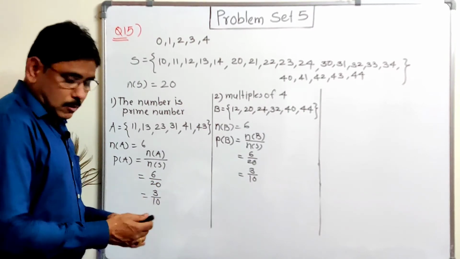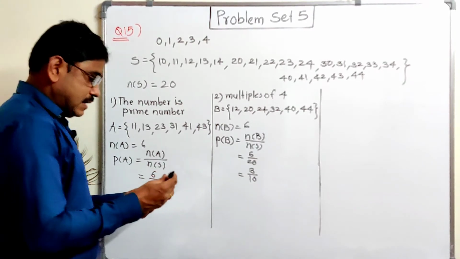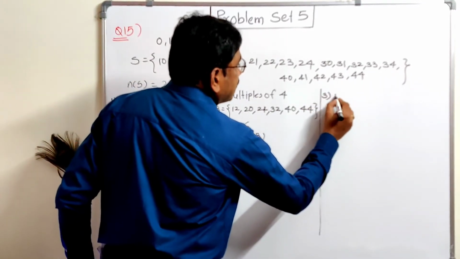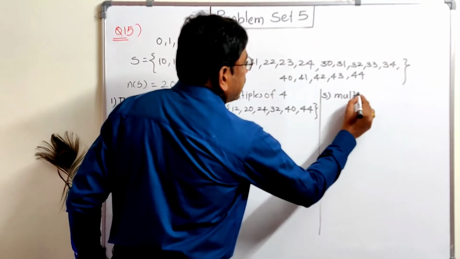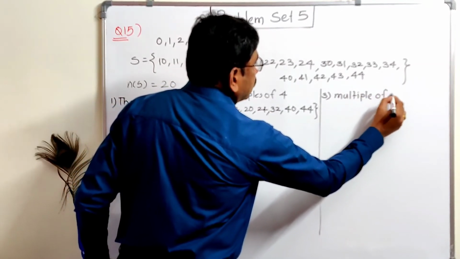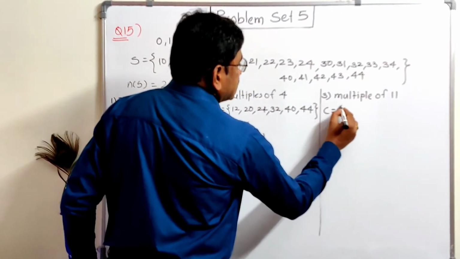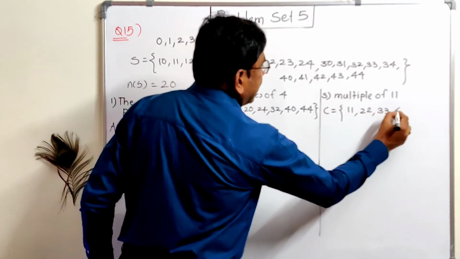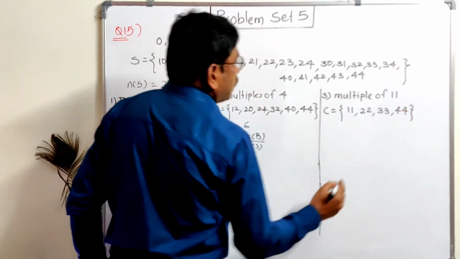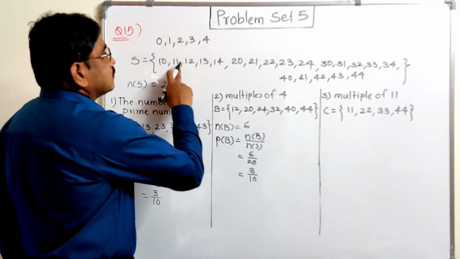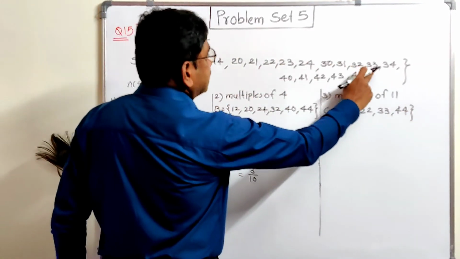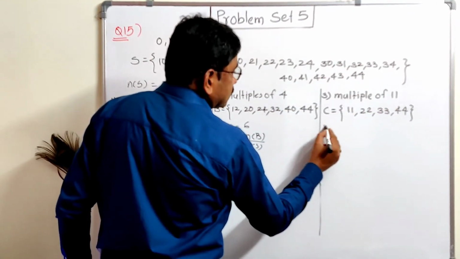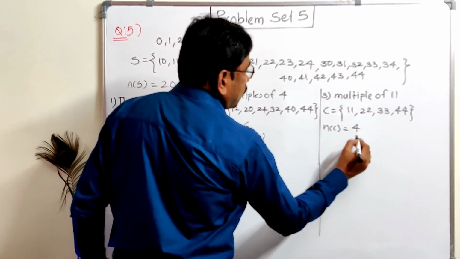Now last probability, that is multiple of 11. The number is multiple of 11. Third one, the number should be multiple of 11. वो 11 के टेबल में आना चाहिए. तो C लेते हैं, 11 1s 11, 11 2s 22, 33 and 44. So these are the 4 numbers. देखो 11, उसके बाद आता है 22, उसके बाद आता है 33 और 44. These are the multiples of 11 in the table. So NC is equal to 4 only.